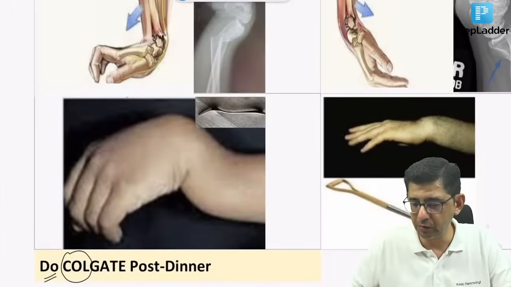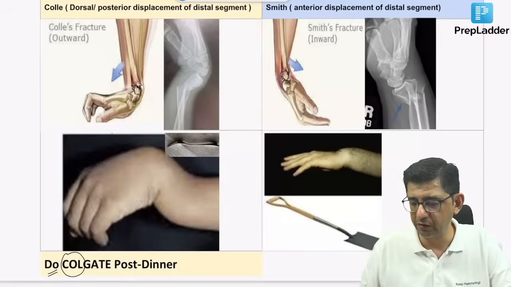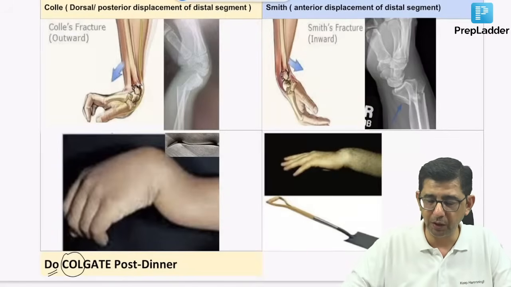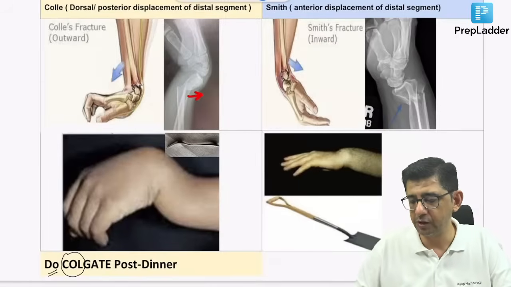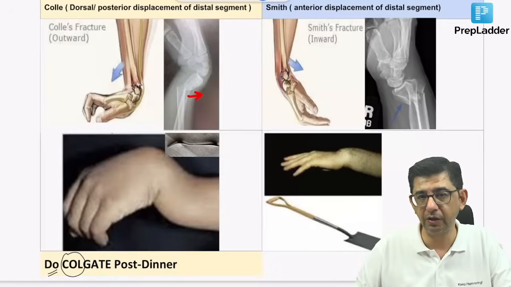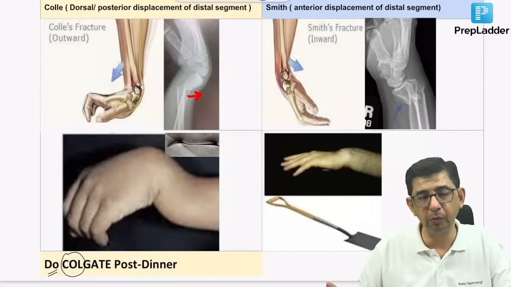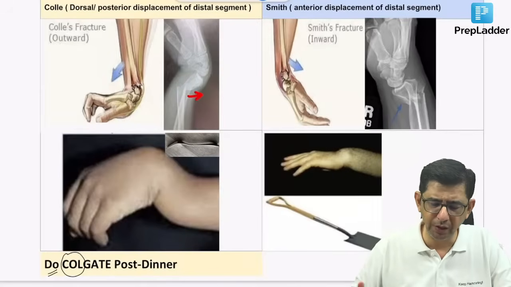And when it comes to Smith's fracture, you can notice that there would be an anterior displacement happening. So you just need to pick up in the image based question as well, whether it is the dorsal displacement that is occurring or the ventral, or anterior, displacement, and the deformities in these conditions are also different. One would be a dinner fork, and the second one would be garden spade. So just an orientation to be remembered.